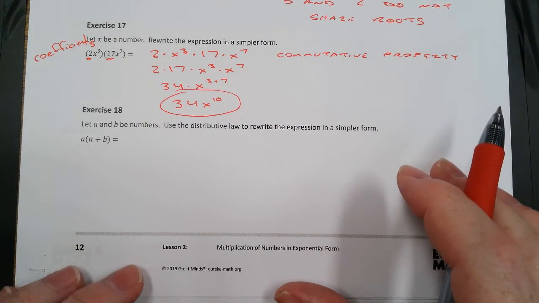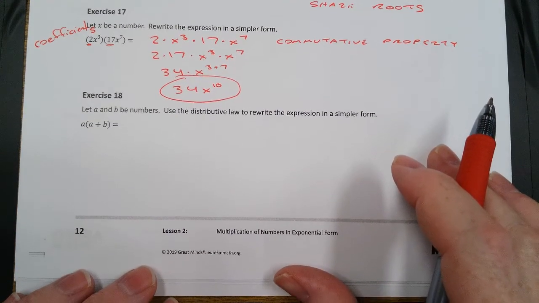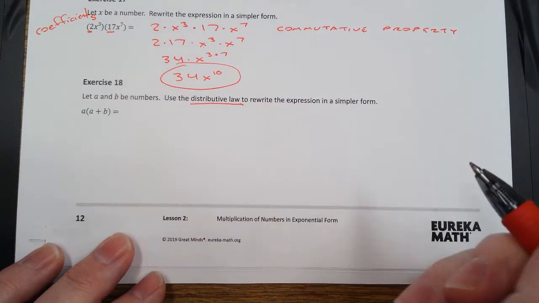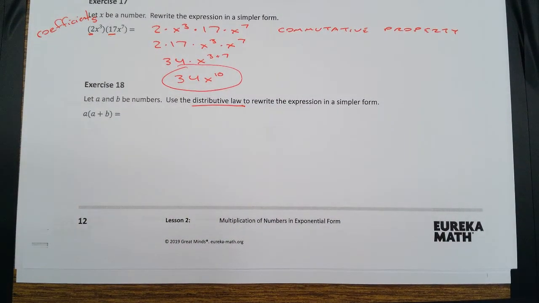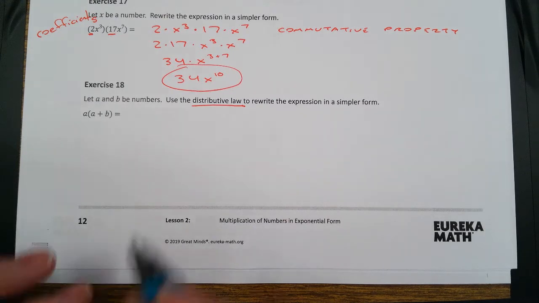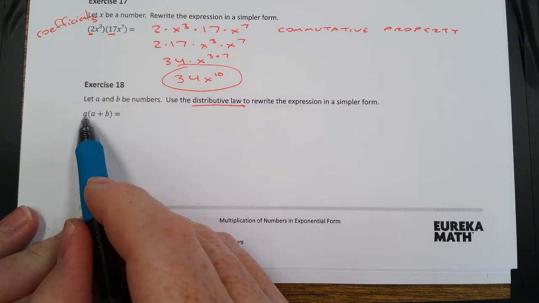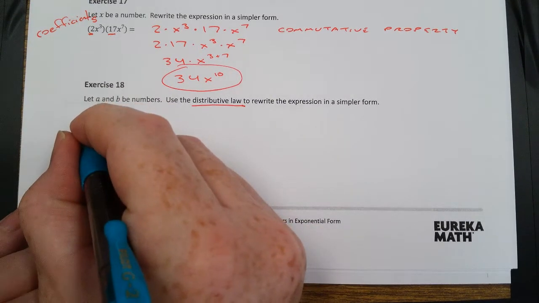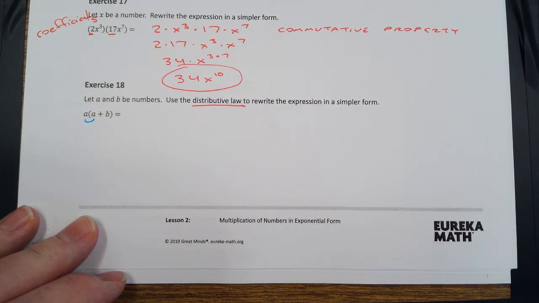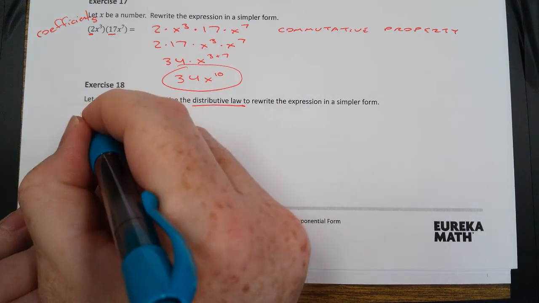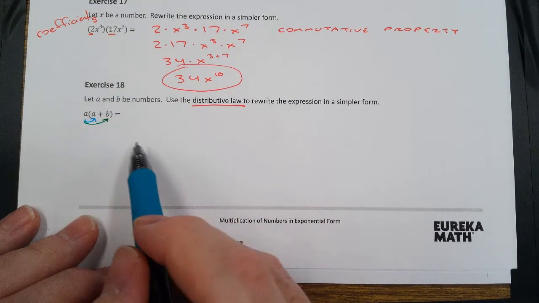There we go. Exercise 18, we don't need the commutative property. Exercise 18 is asking us to distribute. Distributive law, or the distributive property, I like to remember that distribute means to pass. You should remember the distributive property or the distributive law from previous years. When something is outside the parentheses, it gets passed to everything on the inside of the parentheses. So this a on the outside gets multiplied by everything on the inside.